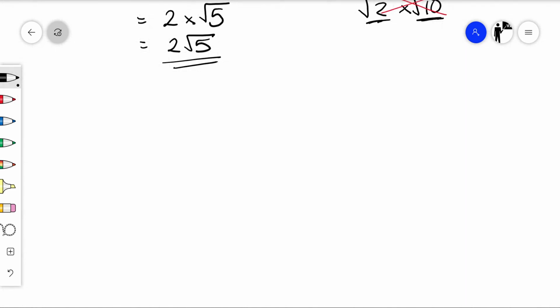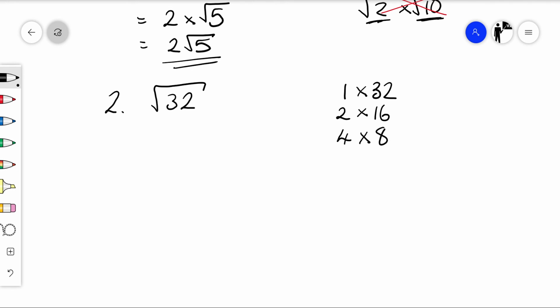Okay, number 2. Let's do the square root of 32. Okay, so we want to rewrite 32 as something times something. We've got 1 times 32, 2 times 16, 4 times 8. Those are our options. You'll notice here that in this list we've got 2 square numbers. This is 2 squared and this is 4 squared. We are always going to choose the option that has the biggest square number. So we're going to rewrite root 32 as 2 times 16.